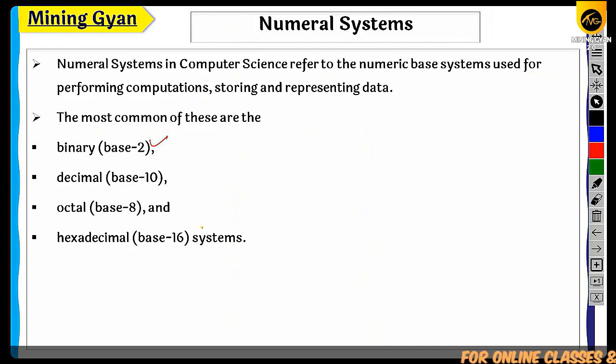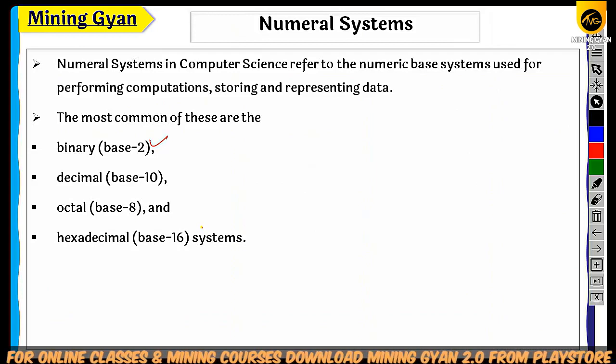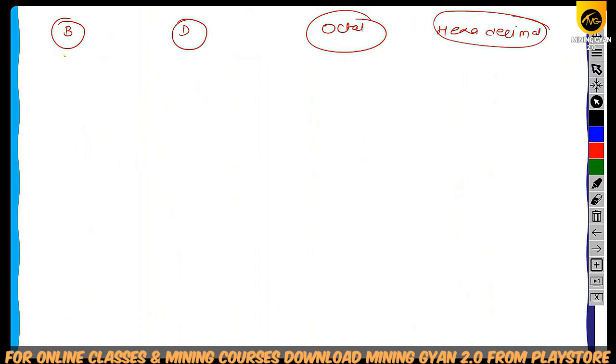Basically, we have to convert these number systems from one to another, and also perform some arithmetic operations like addition, subtraction, multiplication, and division. Now, the first thing is, what are the binary, decimal, octal, and hexadecimal number systems?